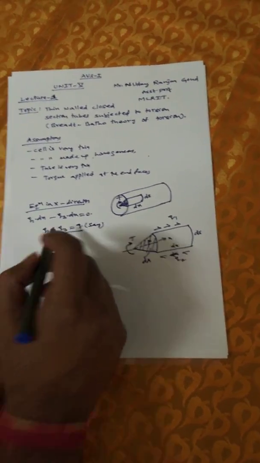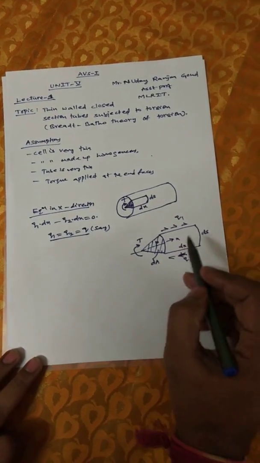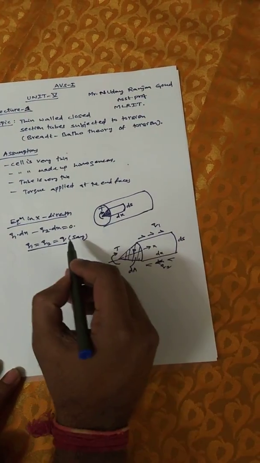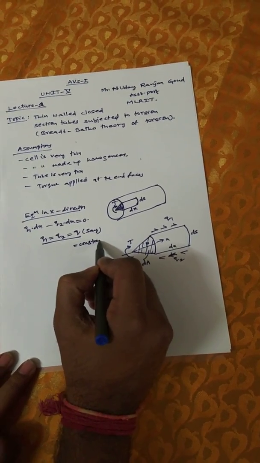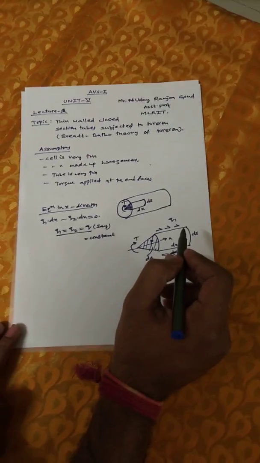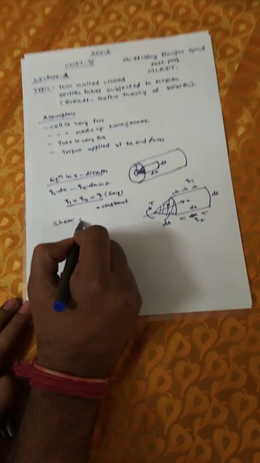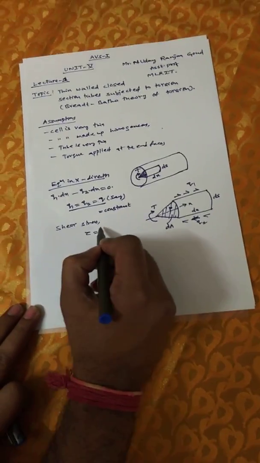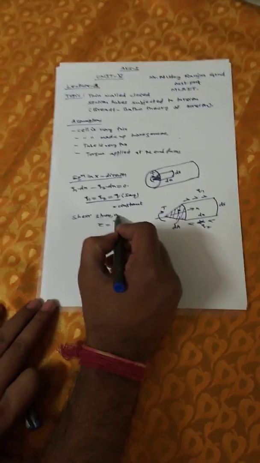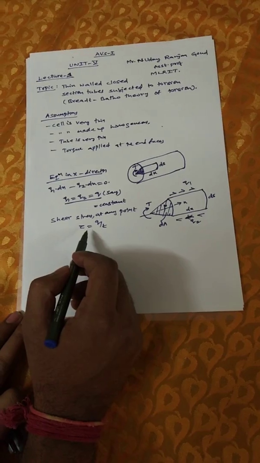From this we can understand one thing, that q1 is constant, q2 is constant. That means we can draw one point over here: the shear flow across the walls, or across the periphery of the tube, is always constant. From here we can get another one, the shear stress tau, which is given by q by t. So this is the shear stress at any point, given by tau equals q by t.